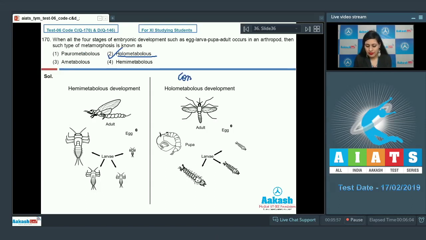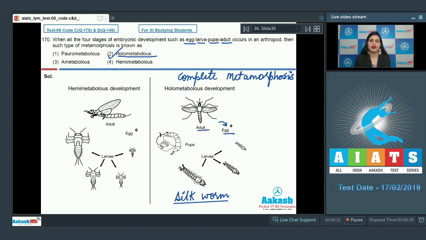Holometabolous is complete metamorphosis, in which the life history includes egg, larva, pupa, adult, such as in silkworm. Another example is mosquito: adult followed by formation of egg, followed by larva, followed by pupa. Conversion of larva into pupa is known as pupation, and this is followed by the adult stage, and this is known as holometabolous development. Let's discuss the rest of the options.